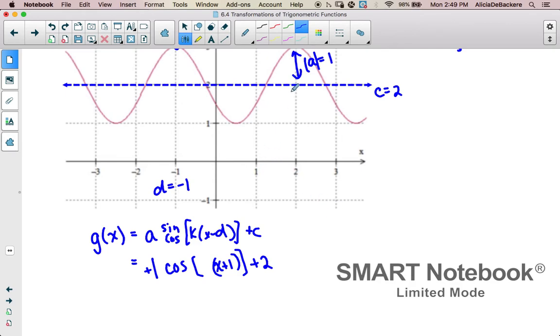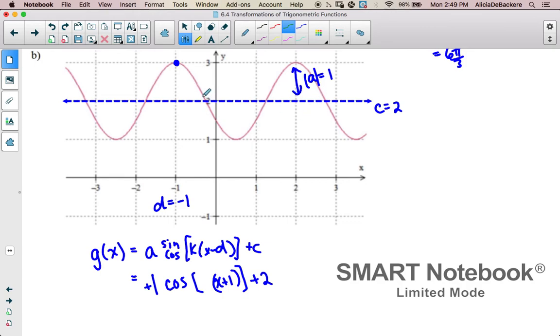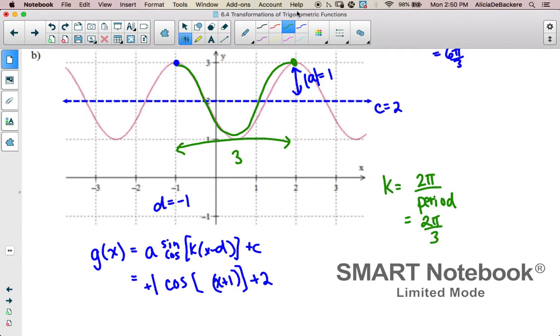All right, so k value, the thing we don't want to do, right? The k value is how long did this whole first cycle take? That's going to tell me the period. So I went from -1 to 2, so you can count squares, 1, 2, 3, or you can do 2 subtract -1, so 2 plus 1 gives you the 3 as well, just like above. So my period is 3, so that tells me that my k value is going to be 2 pi divided by the period, or 2 pi divided by 3, and then I just pop that into the equation.